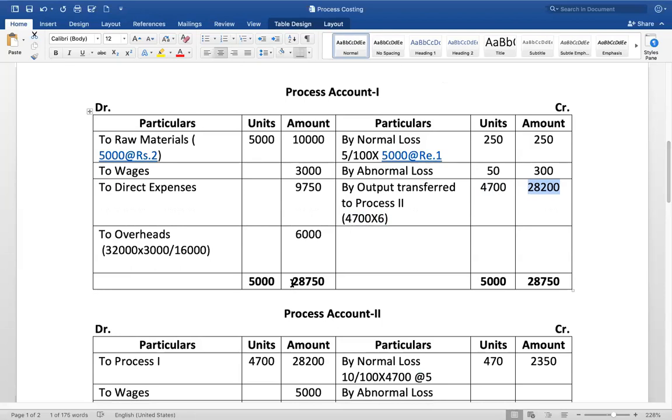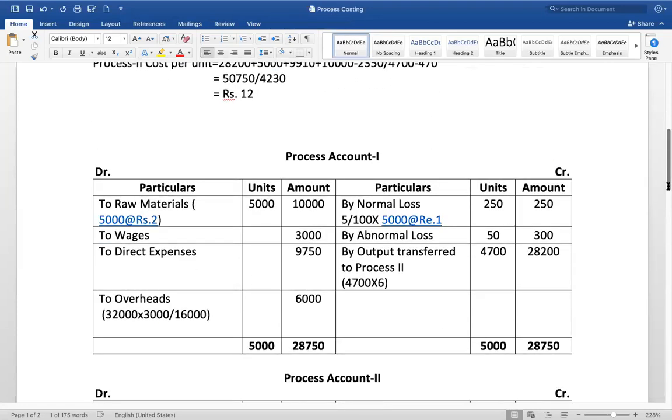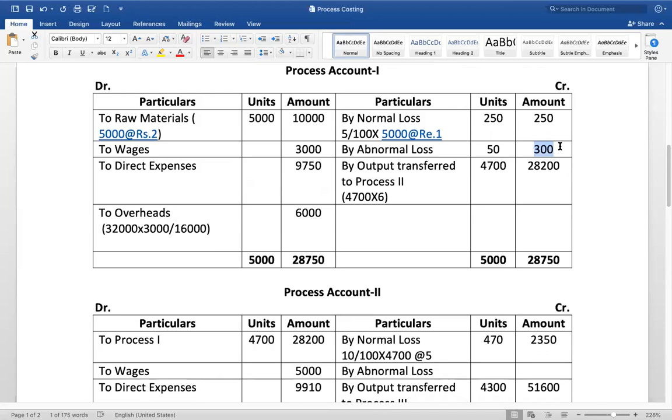Okay, now the total cost is 28,750. The cost of the process 1 output is 28,200. Okay, and the normal loss scrap value is 250, right? So 28,450 I'm having, but still there is a 300 gap. That 300 gap is this abnormal loss. So this way also you can calculate, or simply 50 into the cost of abnormal loss, 6 rupees. This also can be used, so that you get this value of the abnormal loss. So this is the answer in this problem, abnormal loss. Tracing the abnormal loss is the technicality you're trying to dig out.